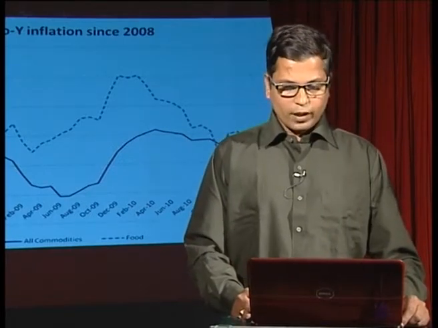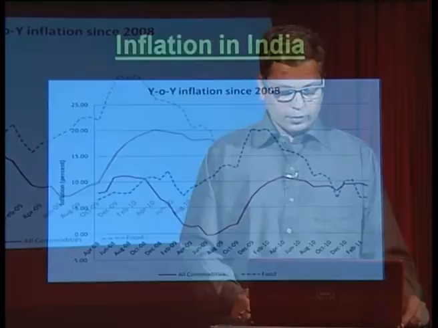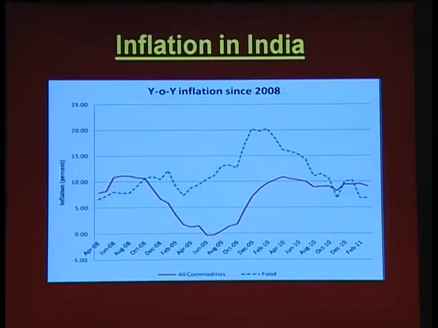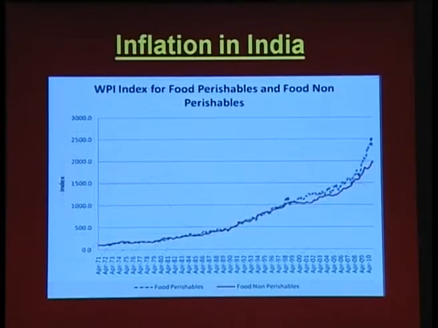Again, this last 2 years inflation comparison is in the red and blue line, where the red line shows oil commodity and the blue dotted line shows the food. We can see that oil commodity inflation is quite in control since 2008 till now. Only, as I mentioned in the previous slide, food inflation started going high since April 2009 till December 2010, but it is now coming below 10% and can be called an inflation rate.